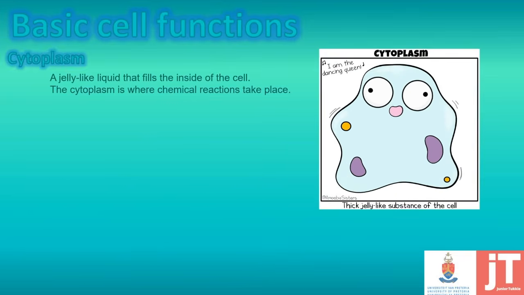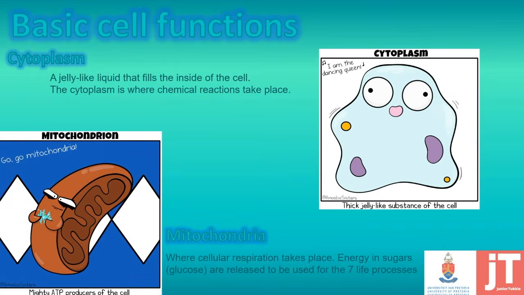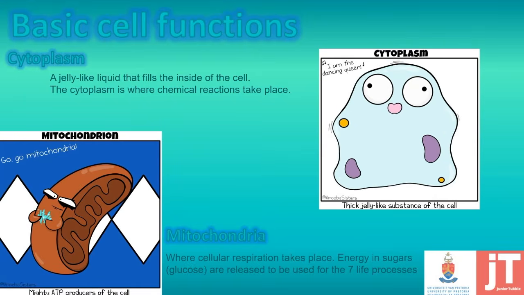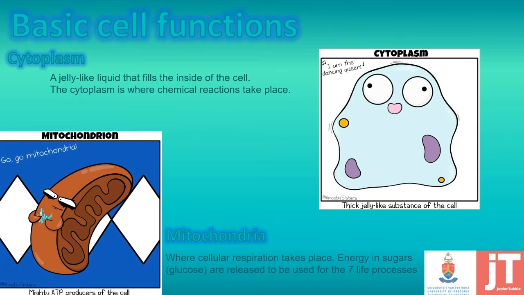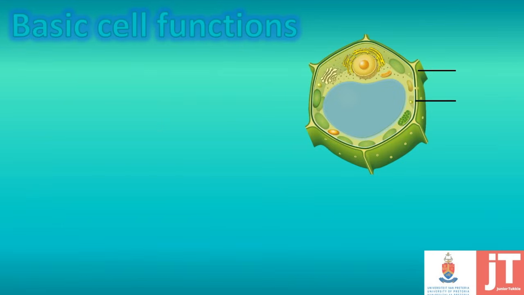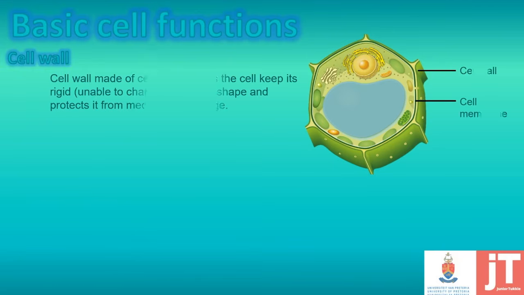So let's move on to the cytoplasm. This is a jelly-like liquid that fills the inside of the cell, and this is where all chemical reactions will take place inside the cell. So next we have the mitochondria, the powerhouse of the cell. The mitochondria plays a very important role during cell respiration, because during cell respiration it takes glucose and releases the energy in glucose, which then each cell can use for the 7 life processes.